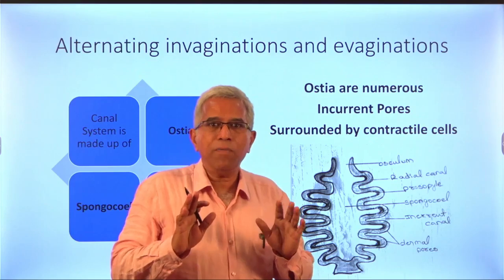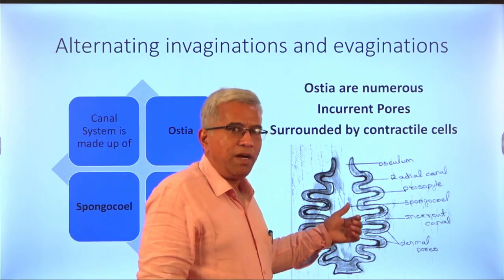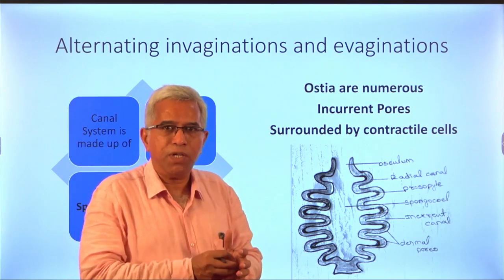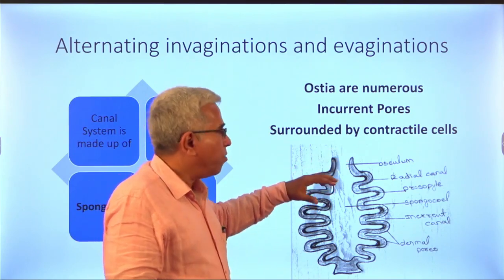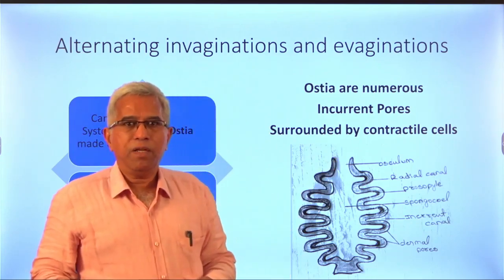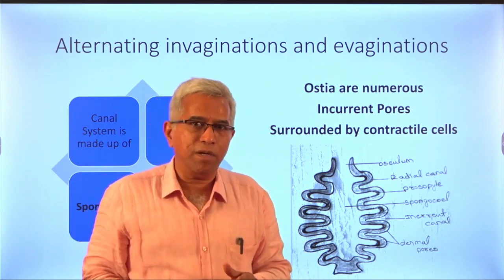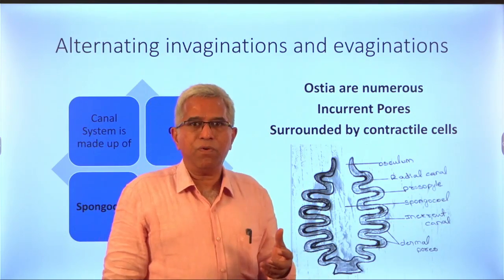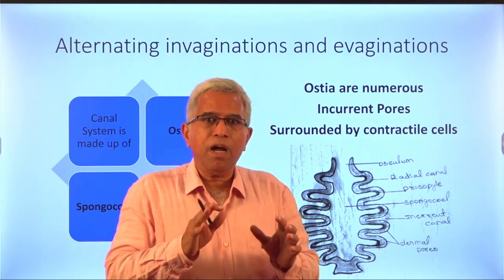Now you have learned about three parts. One is ostia, another one is spongiocele, and another one is osculum. Ostia are the pores through which water enters into the body of a sponge. Spongiocele is the cavity and osculum is the opening through which the water goes out. This forms a simple canal system. In the subsequent models of the canal system, you can find other parts also. That means it is a very simple canal system. Of course, simple canal system contains ostia, spongiocele and osculum.